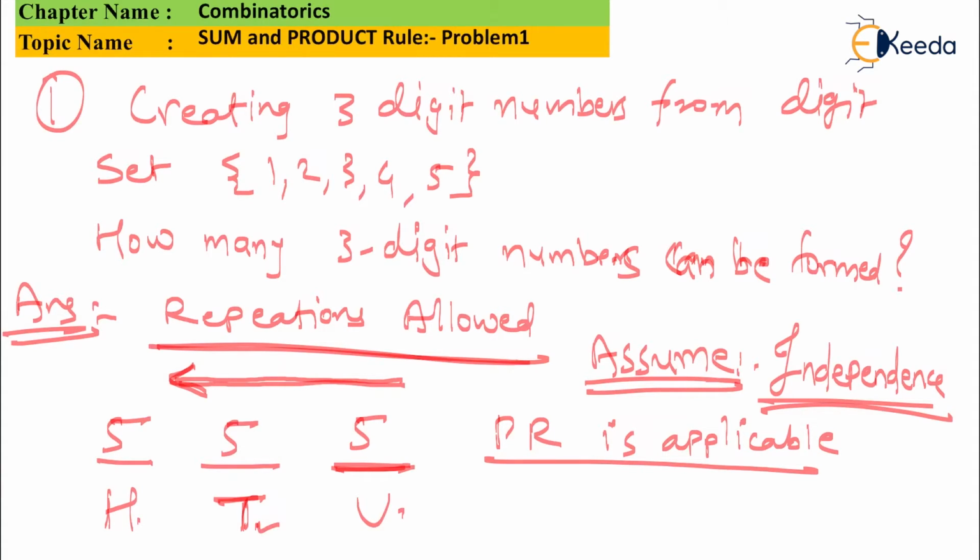That means it doesn't really matter whether you filled this first, then you went to this, or you selected 10th place first, or H or U, it didn't really matter. So product rule is applicable. So the answer is 5 into 5 into 5. So basically there are 125 such numbers which could be formed when there are 5 digits available, 1, 2, 3, 4, 5.